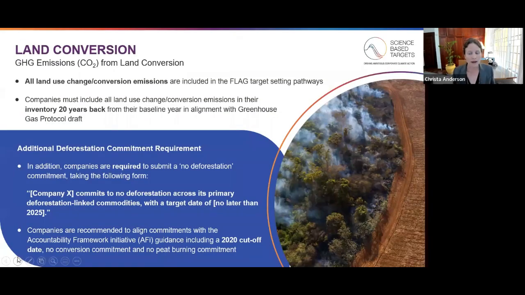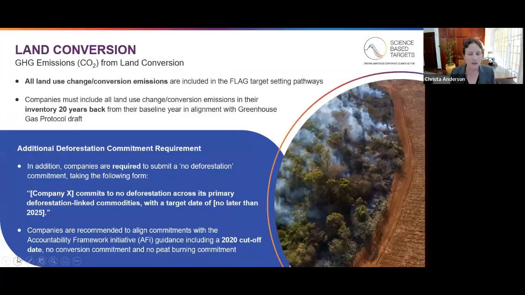That's a general overview. And now I still have these two issues I want to talk about. First, land conversion. This is something that's really important in terms of land emissions because it really is such a large share. And there are two main ideas here. The first is greenhouse gas emissions from land conversion. I want to re-emphasize that all land use change and all conversion emissions are included in the FLAG target setting pathways. So all land use change we've included in the modeling, in terms of company reporting and setting targets based on those emissions.